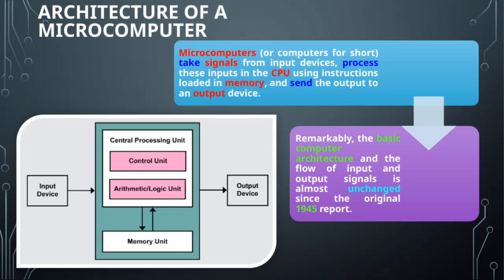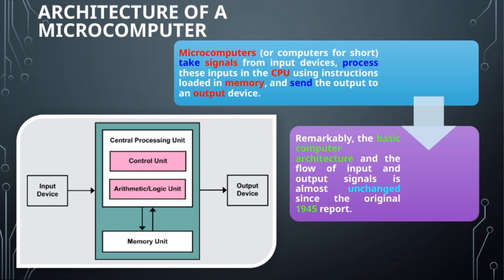Today, we're going to take a closer look at the architecture of a microcomputer. When we talk about microcomputer architecture, we're essentially discussing how all the different components of a microcomputer are organized and work together. At the core of this architecture is the Central Processing Unit, or CPU, which acts as the brain of the computer. It carries out instructions and manages data processing.